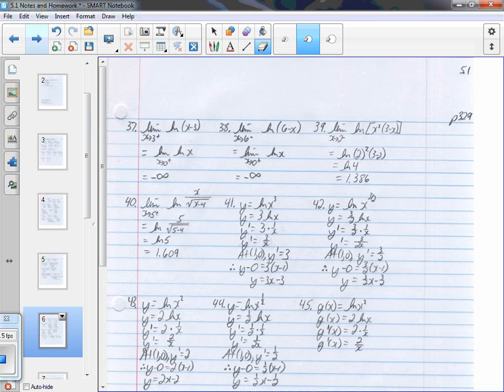All right, 37. This time the directions say to find the limit. All right, so we have the limit of the natural log of x minus 3 as x approaches 3 from the right. And the from the right actually matters, doesn't it? Because if x approached 3 from the left, then the expression inside the parentheses would be negative, and the natural log does not exist for negative numbers.